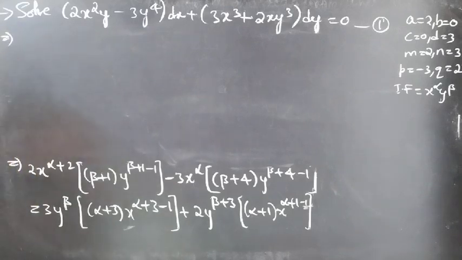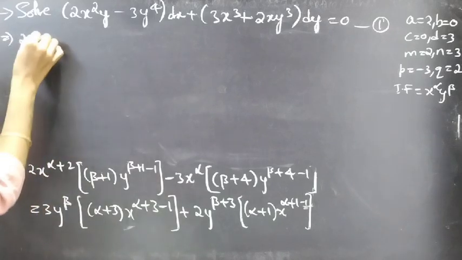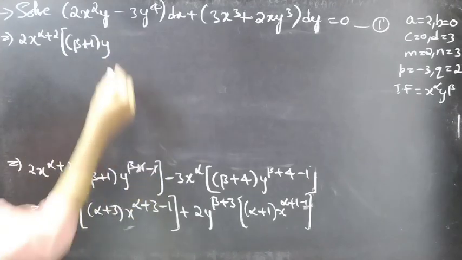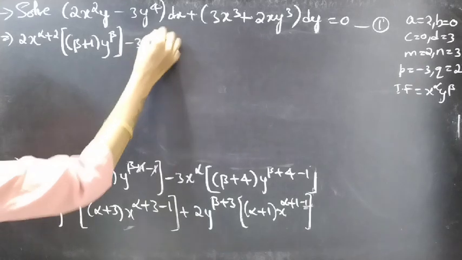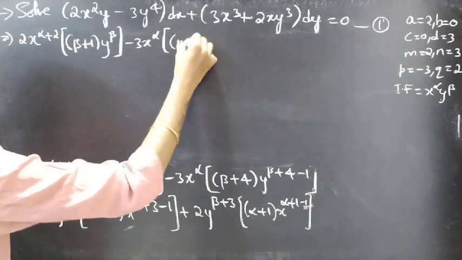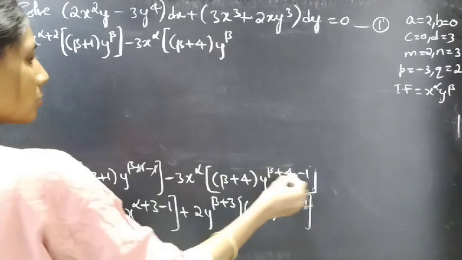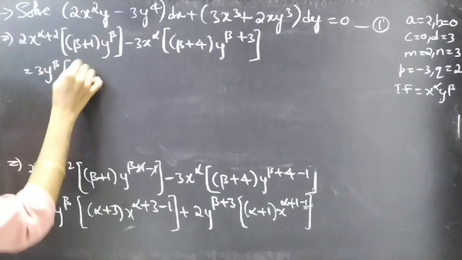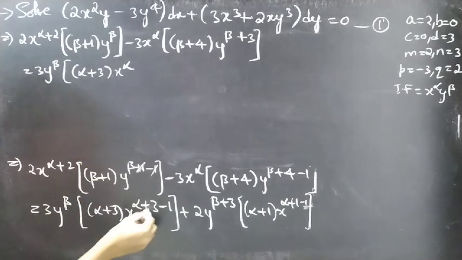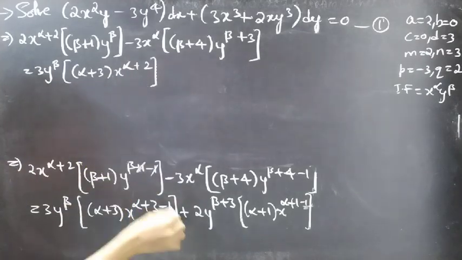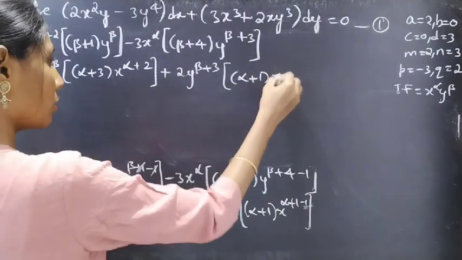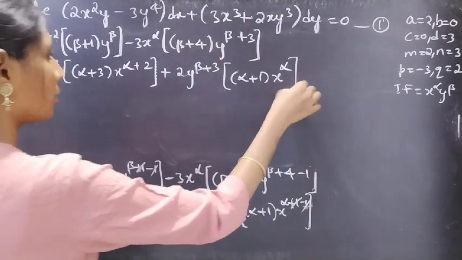This gives us 2x^(α+2) into (β+1) into y^(β+1−1), which gets cancelled and you'll get y^β here, minus 3x^α into (β+4) into y^(β+4−1) = y^(β+3), equal to 3y^β into (α+3) into x^(α+3−1) plus 2y^(β+3) into (α+1) into x^(α+1−1), which gets cancelled and you'll get x^α, right?